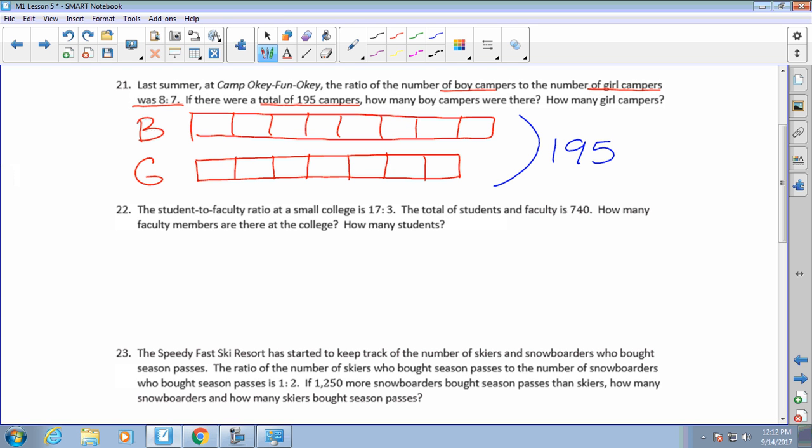So what do I need to do with that 195 now to find the value of one of those boxes? What would I do for that? You have to divide 195 by 15. Beautiful. Where'd you get the 15 from, Kennedy? By adding 7 and 8 together. Very good. So she said, by adding 7 and 8 together, in case you couldn't hear her. You bring down the 5.